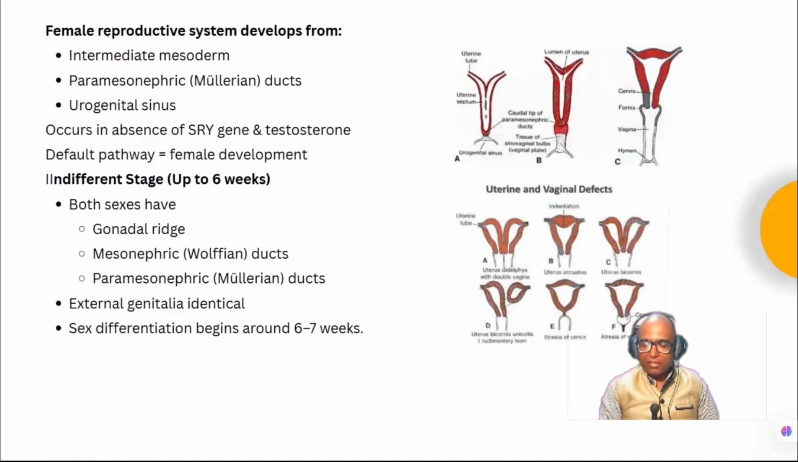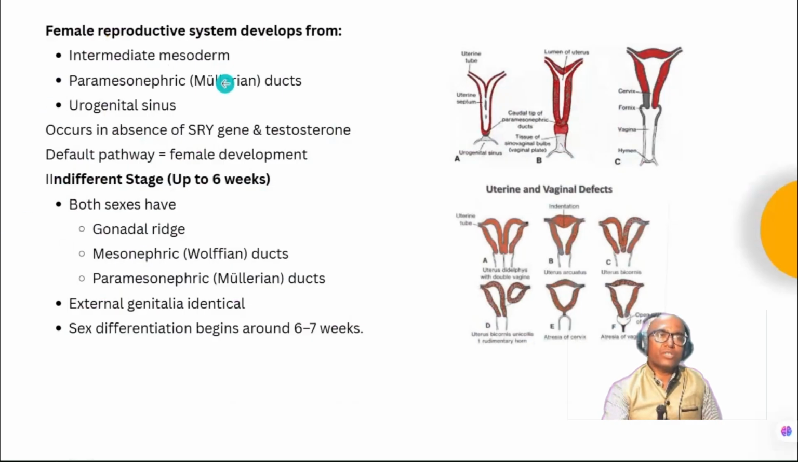Last time only, we have discussed what this paraxial mesoderm will form, what this intermediate mesoderm will form. Okay, so all this we have discussed in the last lecture. So kidney as well as this genital tract will form from the intermediate mesoderm. So female reproductive system develops from the intermediate mesoderm.